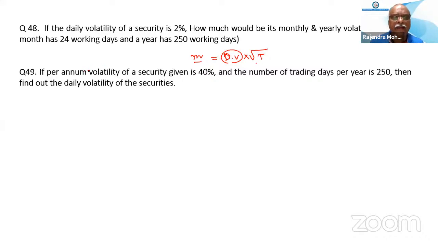Now here per annum is given. So here 40% equals daily volatility into square root of T. So daily volatility equals 40% divided by square root of T. Here the question is asking daily volatility. Reverse of this question. Do you understand? So you have this annual volatility and you know how many days are there. So daily volatility equals 40% divided by square root of T.